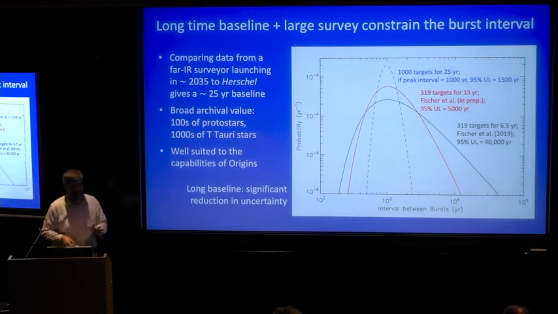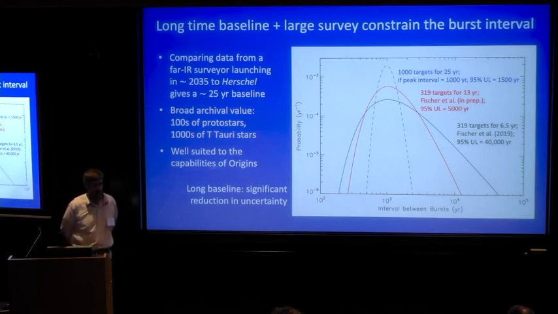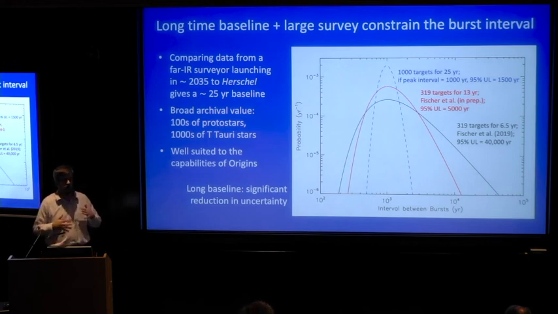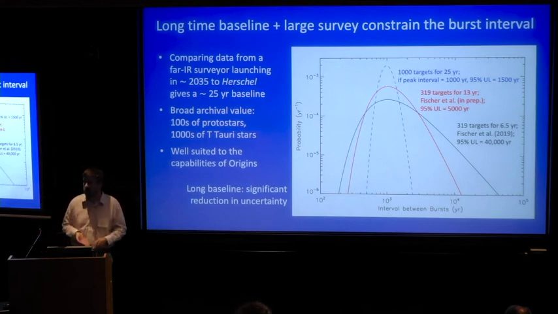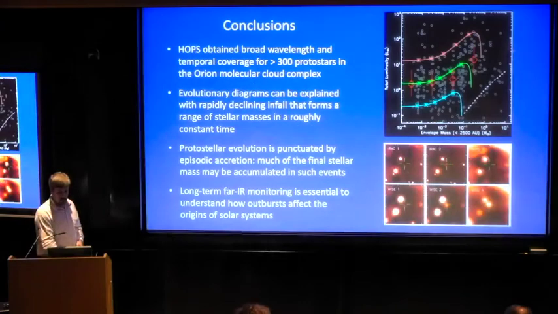So we would really start to have something with reasonable uncertainties, so we can understand how important these bursts are for evolution. And just wanted to highlight, this is well suited to the capabilities of Origins. We're not pushing into some really tricky technological space here. So that's what we're looking at.